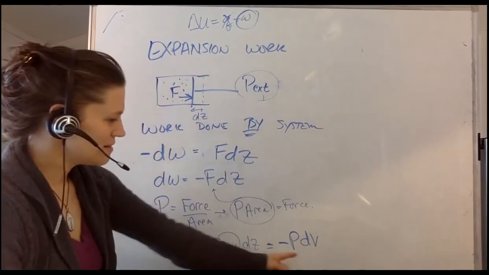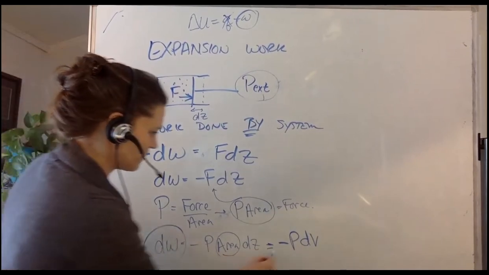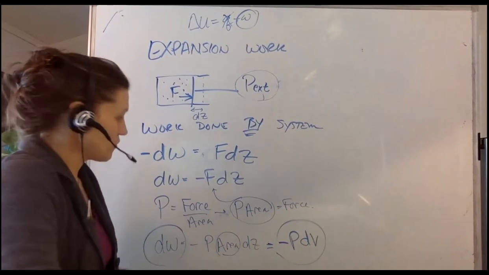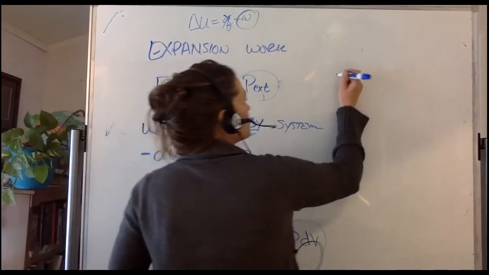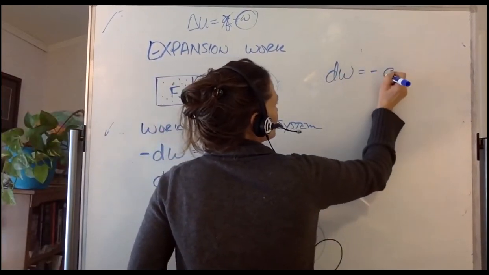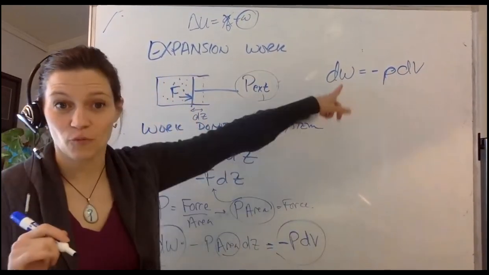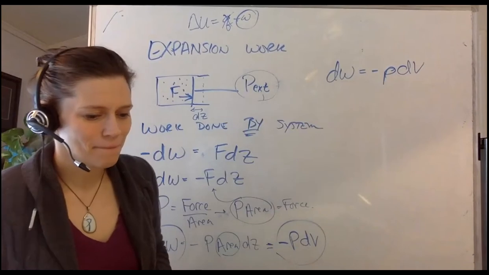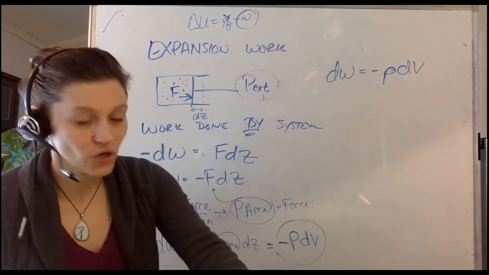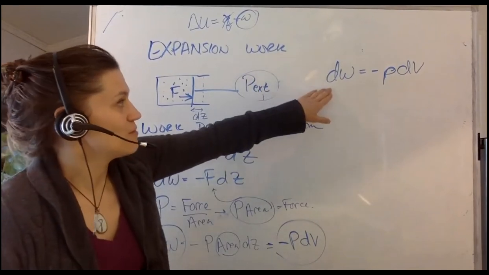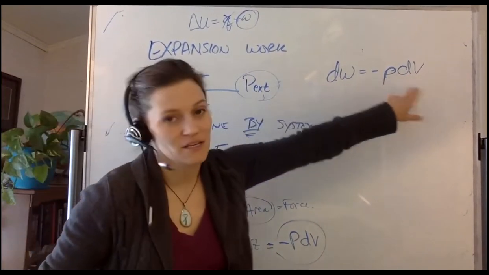Awesome! That's cool. Okay, so we now have dW is equal to minus P dV. Yay! We're going to use this all the time. Okay, so the total work then is now, so expansion work is now dW is equal to minus P dV.